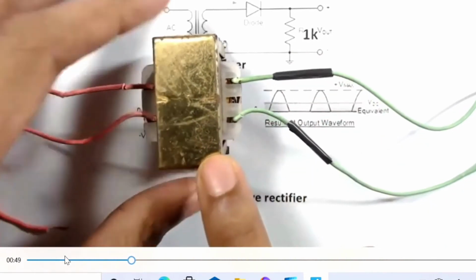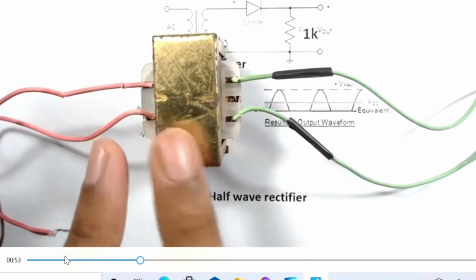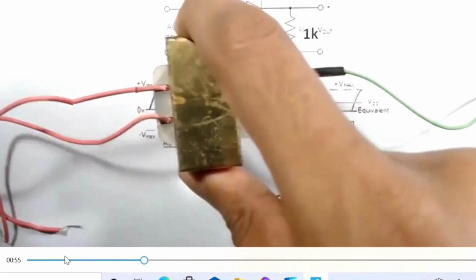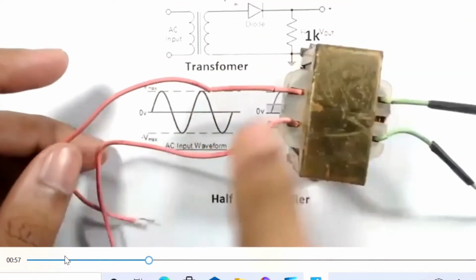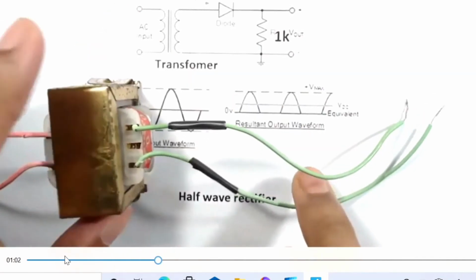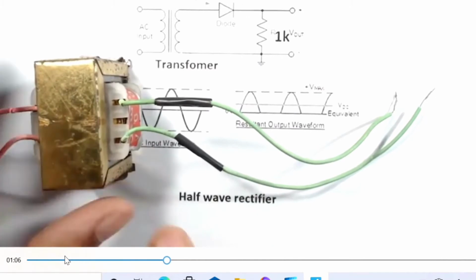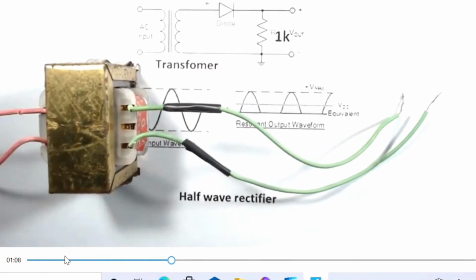Let us see how to connect the transformer. This is a step down transformer where the primary is connected to the supply and the secondary is connected to the rest of the electronic circuit. Now the primary is connected to the supply. See here, on the secondary side we have 2 terminals. One is connected to the anode of the diode. How to give one connectivity?